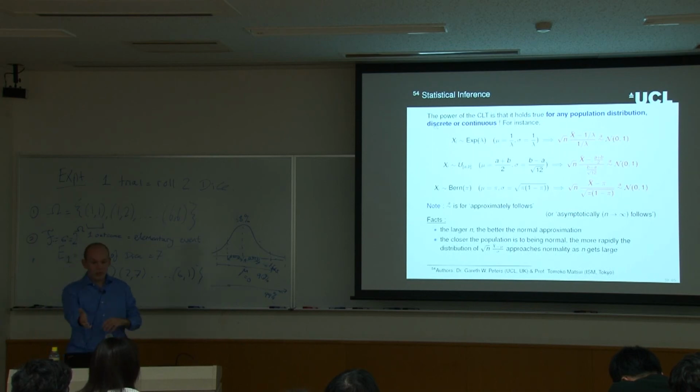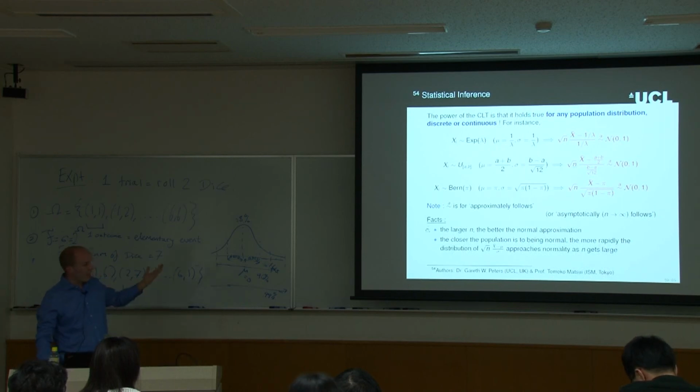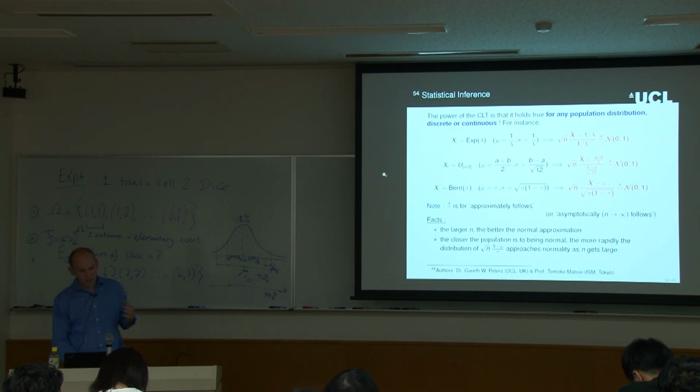As I just mentioned, the power of this central limit theorem is that despite x_i not being normally distributed, so any population distribution, discrete or continuous, you still have this asymptotic property, or approximate property, when you don't have infinite data, which is always the case, of course. So some facts: the larger n, the better the normal approximation. Maybe that's intuitive. The closer the population is to being normal, so the closer x_i is to normal, the more rapidly your sample mean approaches normality as n gets large.